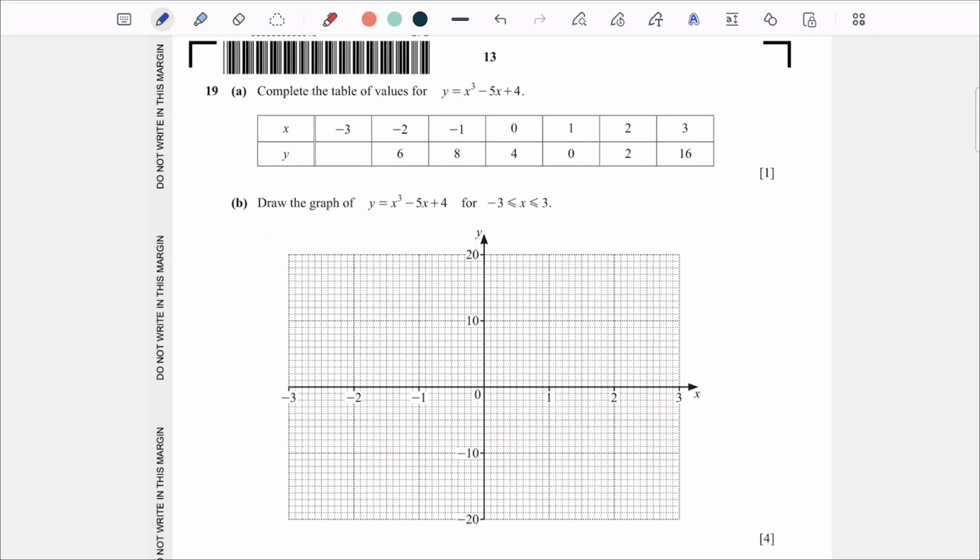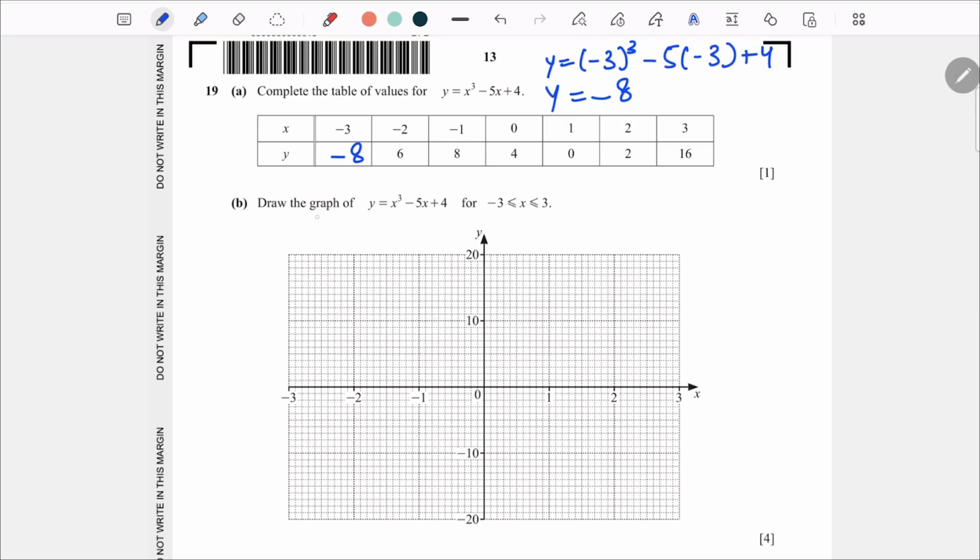Question number 19a, complete the table of values for y equals x cubed minus 5x plus 4. So this place is empty. x is equal to minus 3. So we'll input the value of minus 3 for all x. Minus 3 cubed minus 5 times minus 3 plus 4. y will be equal to minus 8.